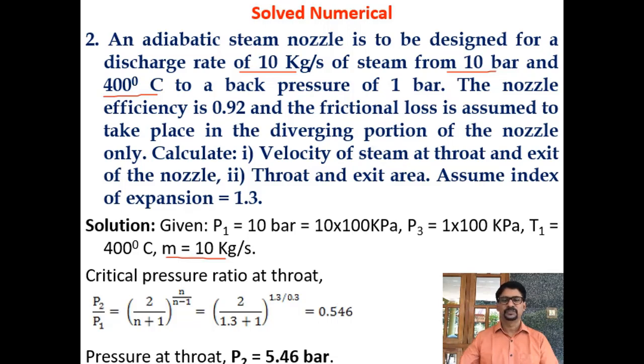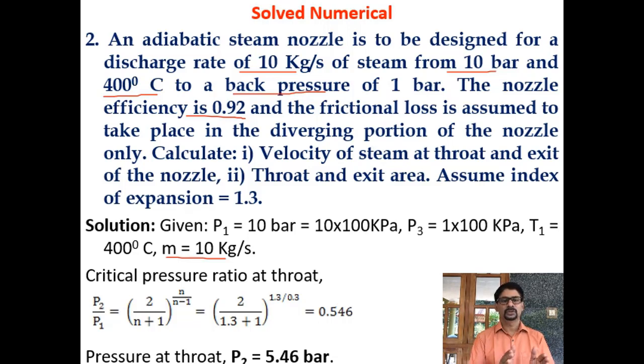We'll continue. The back pressure, that is the pressure at the end of the expansion or the exit, is 1 bar. The nozzle efficiency is 0.92. That means there is a deviation from the isentropic expansion. The actual expansion is not isentropic, or not reversible adiabatic, so it is an irreversible process. And the frictional loss is assumed to take place only in the diverging portion. So that is very, very important here.